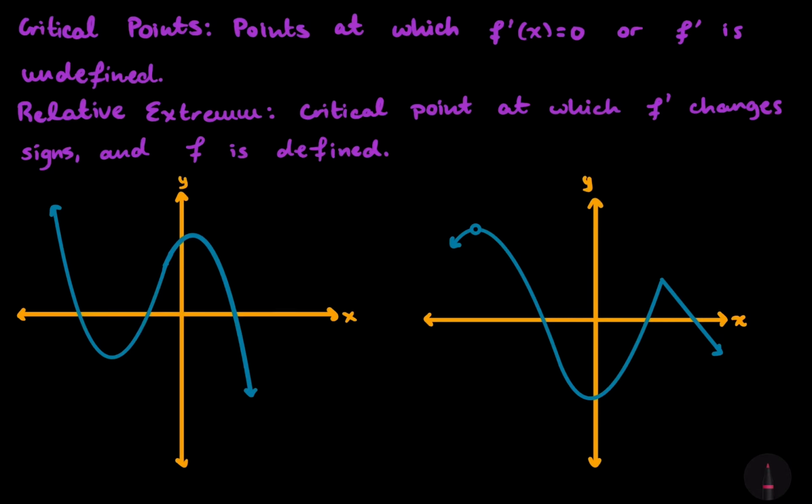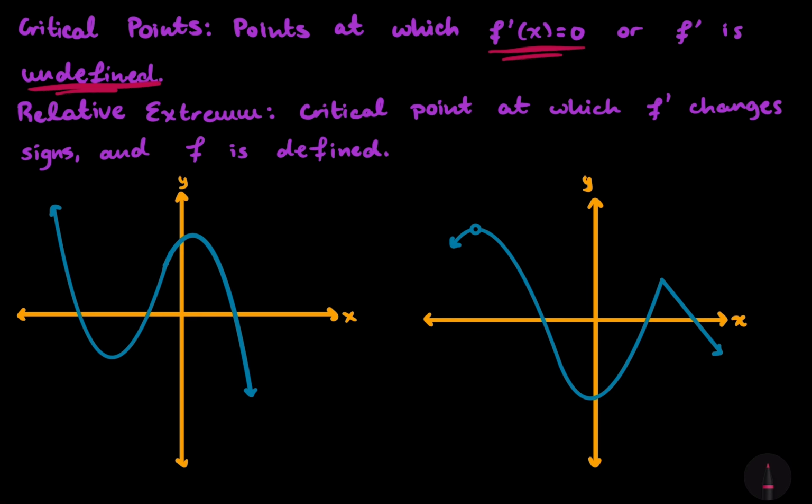So in today's video, we're going to delve into the definition of relative or local extremum. Before we do that, it's crucial that we revise the definition of a critical point. A critical point is just a point at which f prime of x is equal to 0 or f prime is undefined. Graphically, a critical point is a point at which f of x has a horizontal or a vertical tangent line.